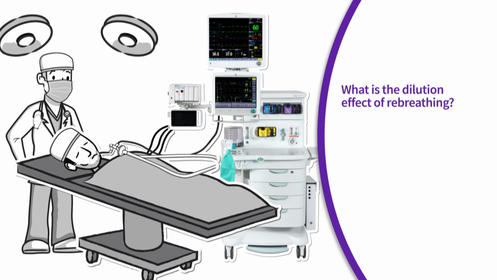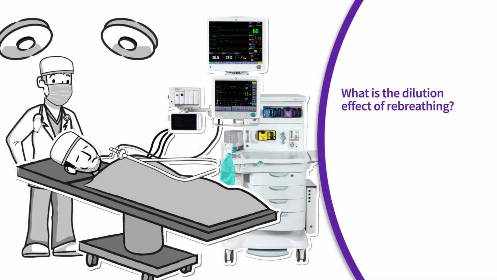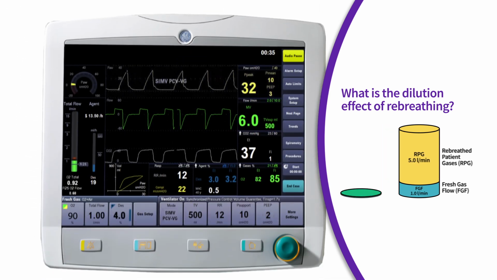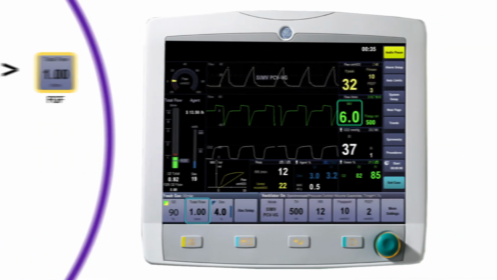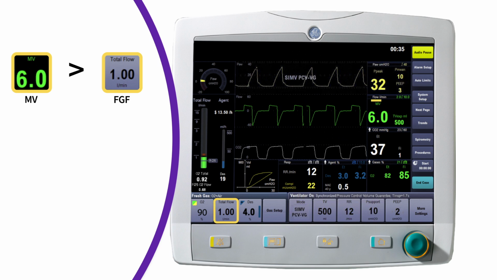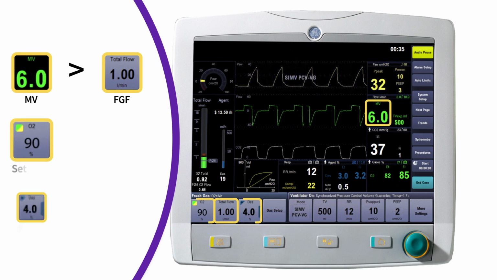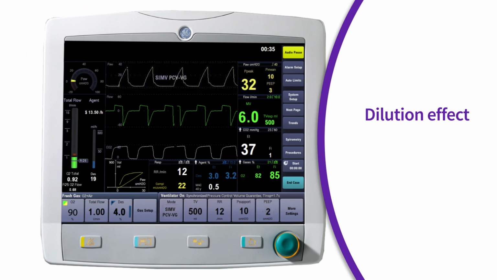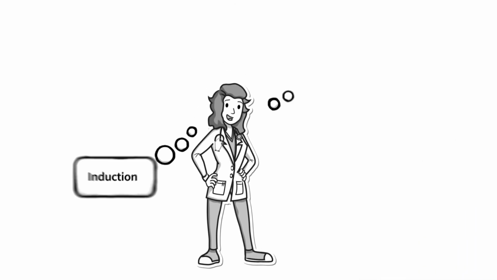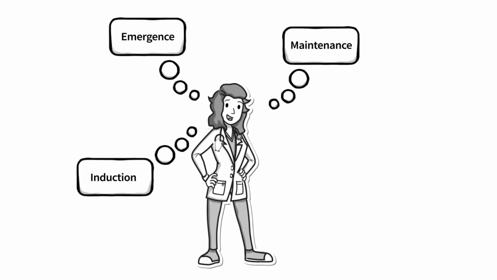Let's get started. What is the dilution effect of rebreathing? It is the result of mixing fresh gas with recycled gases when using low fresh gas flows. The ratio of fresh gas flow to the patient's minute ventilation determines the amount of rebreathing. The greater the difference between fresh gas flow and minute ventilation, the greater the difference in set versus measured concentrations of agent and oxygen. The dilution effect is increased by lower fresh gas flows and increases in the patient's minute ventilation. We can apply this concept to the different stages of an inhalational anesthetic.